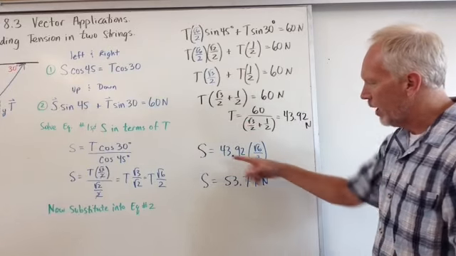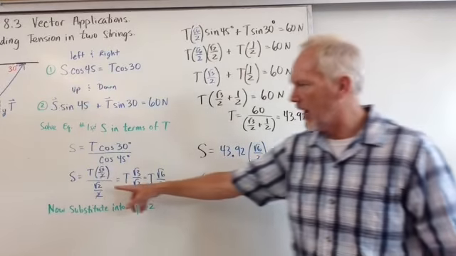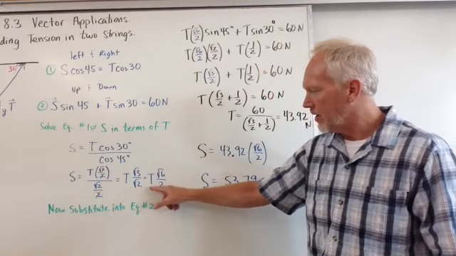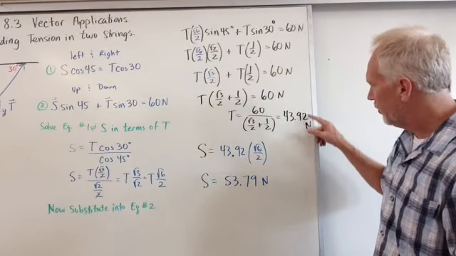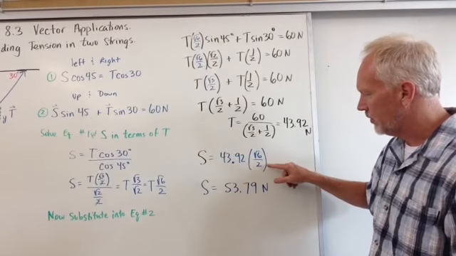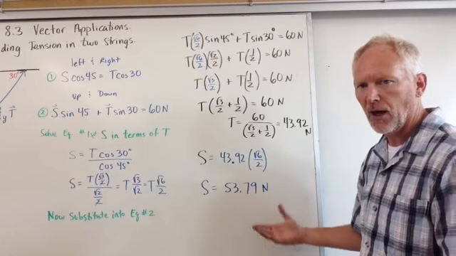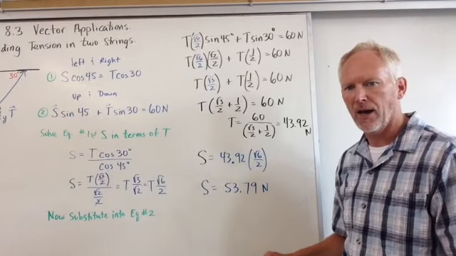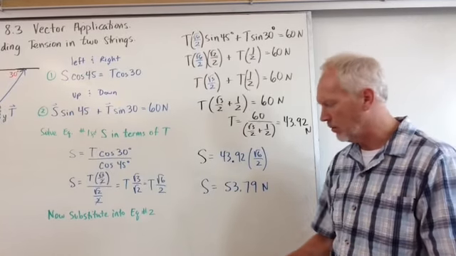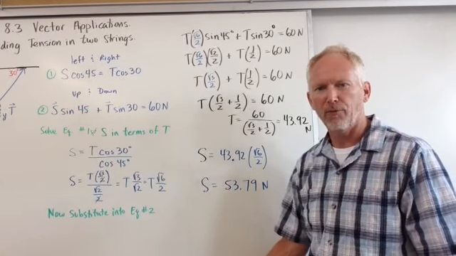All right, awesome. Now we can solve for S. Remember, S was T times root 6 over 2. So 43.92 times root 6 over 2. You put that in your calculator, and you get S is equal to 53.79 newtons.